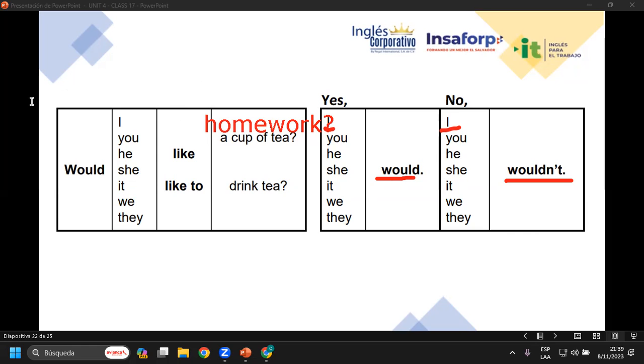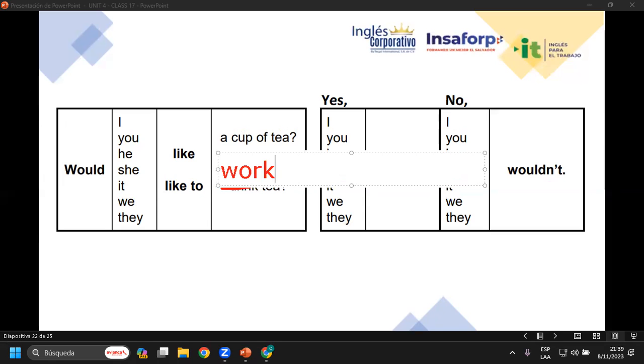So, como estamos usando nouns, no necesitamos la preposition to. Pero, ¿qué pasa si yo tengo un verbo? Ahí sí necesitamos decir like to. For example, imagine, vamos a cambiar este drink tea. Y si yo les pregunto, would you like to work tomorrow? No, I wouldn't like to work. Very good. ¿Y los demás? Would you like to work? Yes, I would. Okay. So, así hacemos las questions.